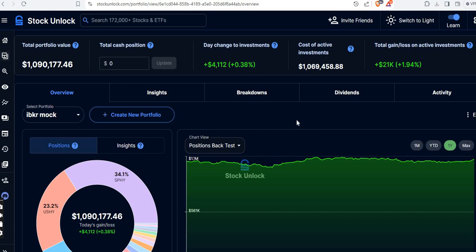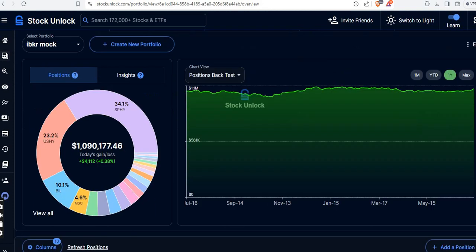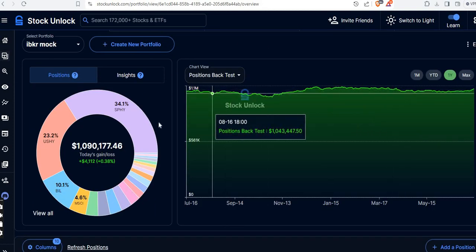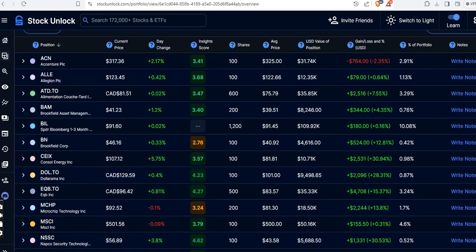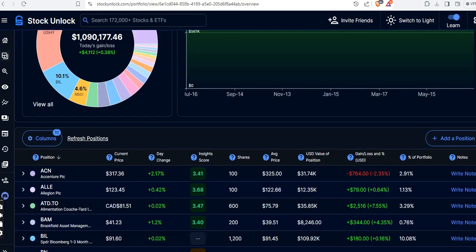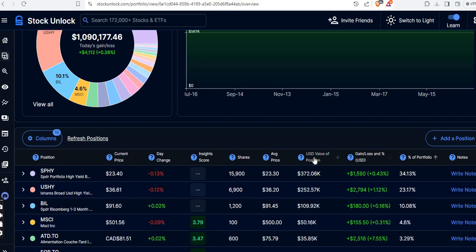So when it comes to the portfolios tab, there's a lot of different things. You can create a portfolio. It'll show you your back test. So again, you can do that. It'll show you your current valuation of it. And then you can look at your positions here, and then you can update it based on percentage of the portfolio, gain, loss, actual dollar amount, price, shares, insight score, etc., etc.